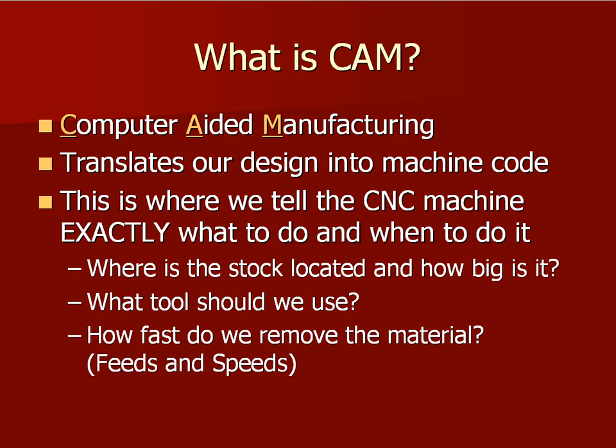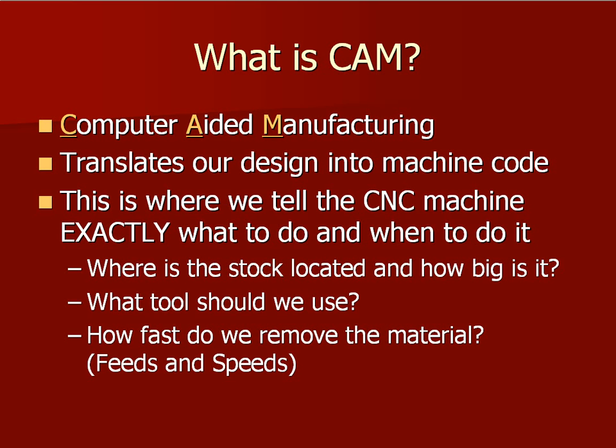I know it looks like magic when this thing's running, but it really isn't. You have to be very specific and tell this thing exactly what to do and how to do it. So the first thing is, where is the stock located and how big is it? Of course, stock refers to the actual piece that we are going to mill out or manufacture on the CNC machine. The second question is, what tool are we going to use? There's a vast array of tools available to you in CNC machining, and you need to tell the machine what tool you're going to use to do what job.